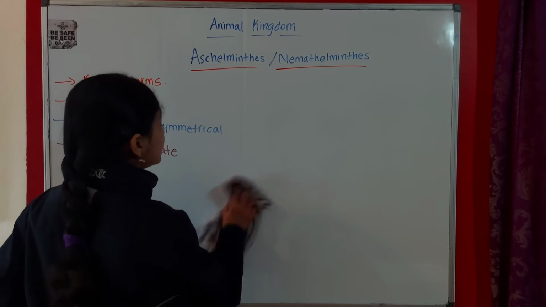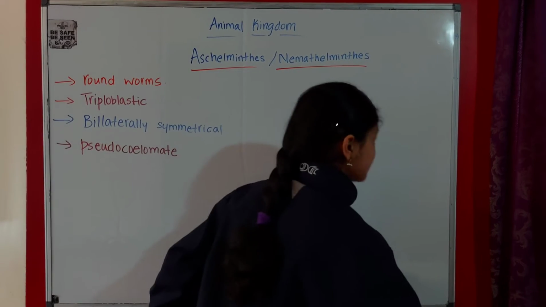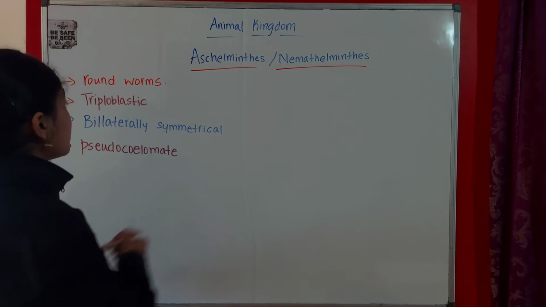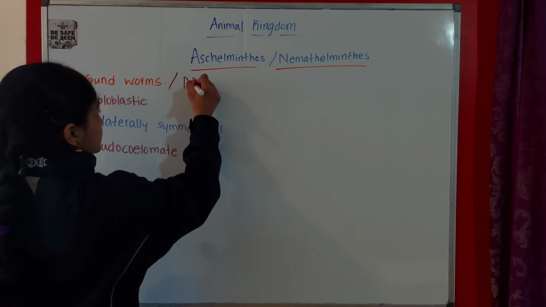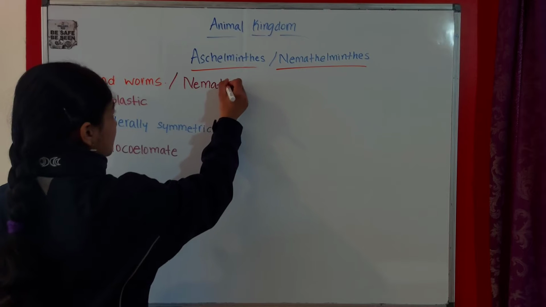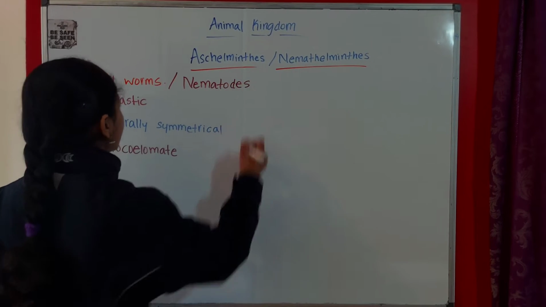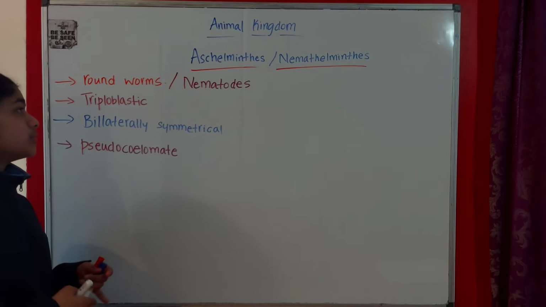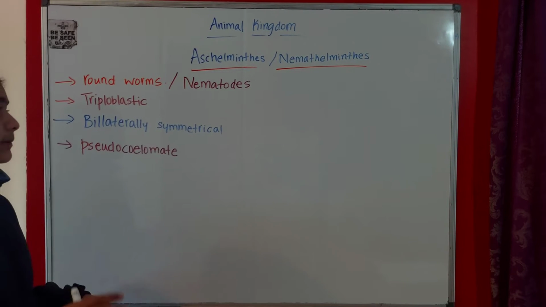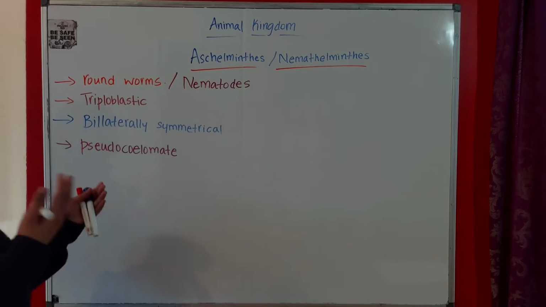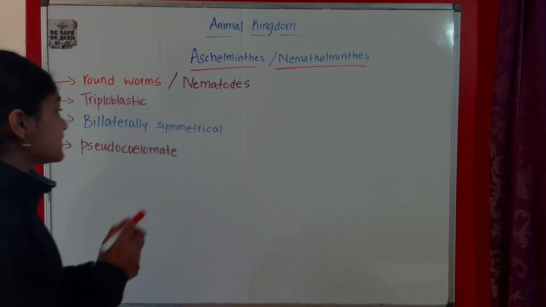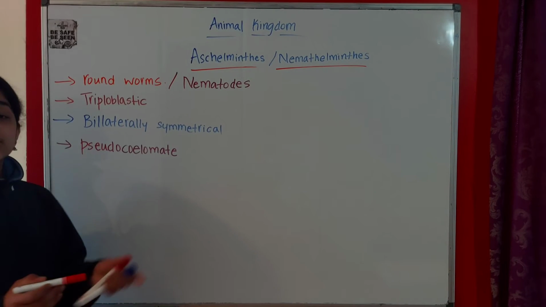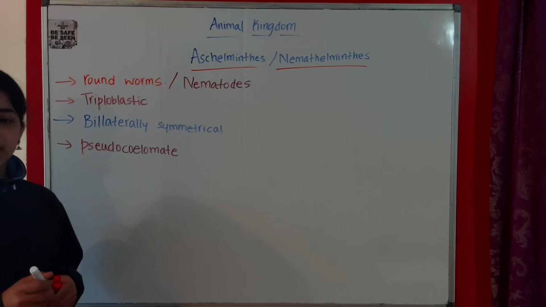Now we have said that Aschelminthes or Nemathelminthes, this phylum, includes roundworms or nematodes. Both mean the same thing. So roundworms, Aschelminthes, Nemathelminthes, nematodes all mean the same thing. These are just different terms that we give to these animals. So these are pseudocoelomate, in terms of body cavity.